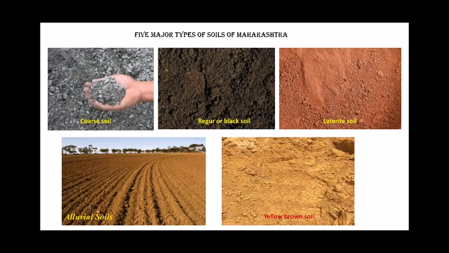You can see that in the picture. This soil is red in color, a reddish orange color because of the chemical reaction, and thus this kind of soil is formed. Next is the alluvial soil of the coastal strip.